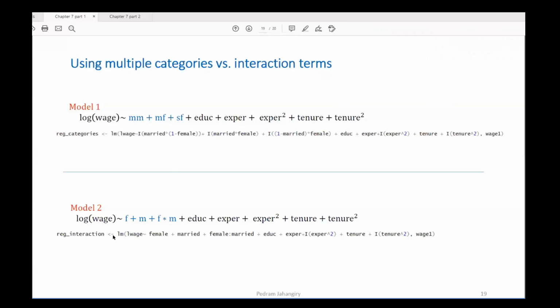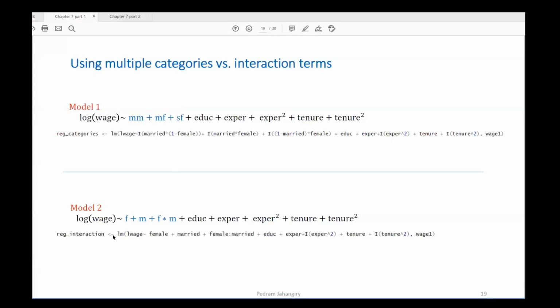And the rest of it is a piece of cake. Plug wage on these 3 variables, and education, experience, squared, tenure, squared. So you have done the rest. We're using the wage1 data set. This is one way.